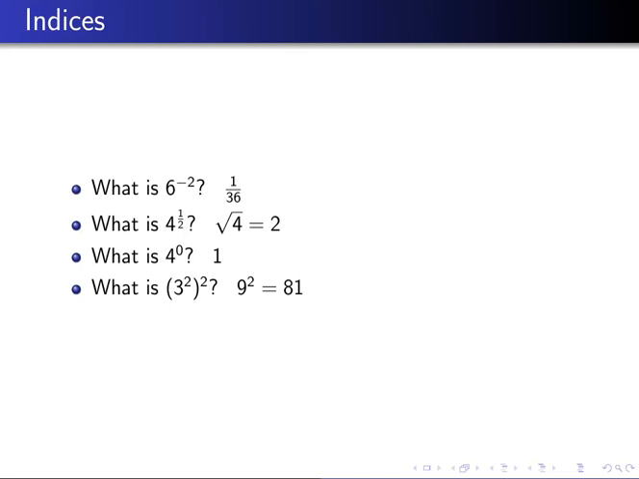So the main idea here is that we're inheriting the structure, the rules. So that's why we define these to be what they are. This is just a definition. We're just saying, what is 4 to the power of 0? We define it to equal 1.